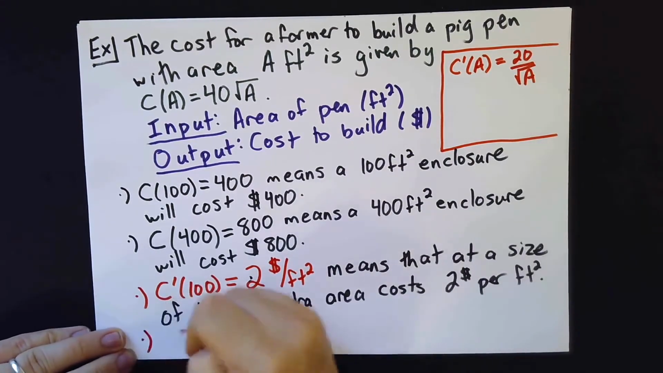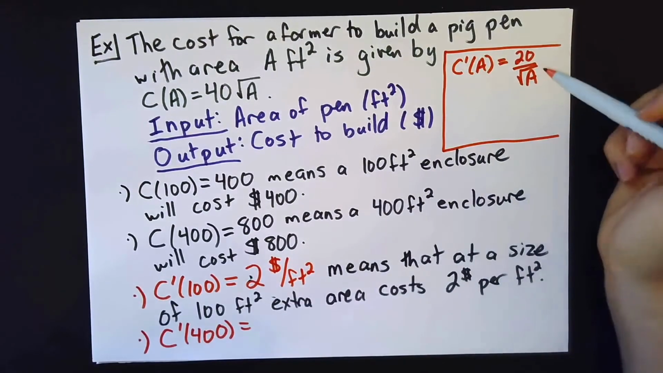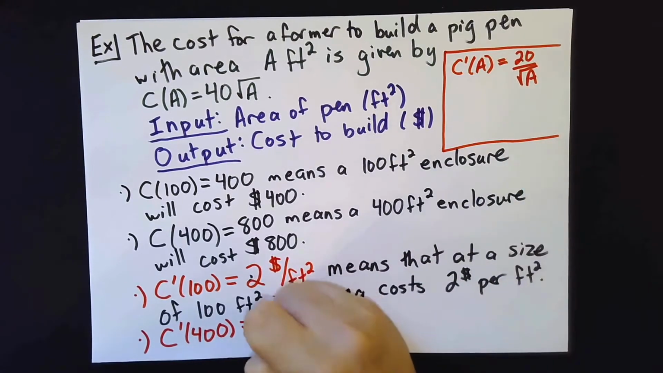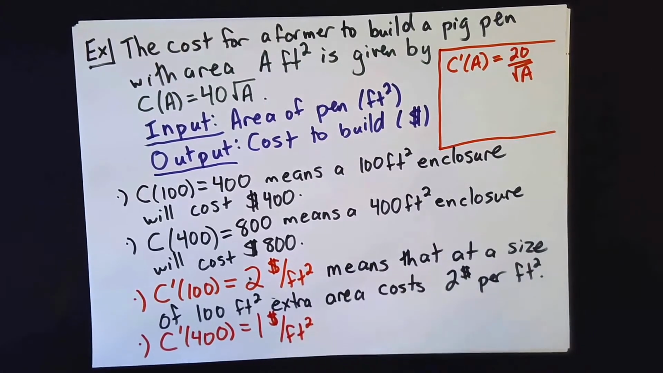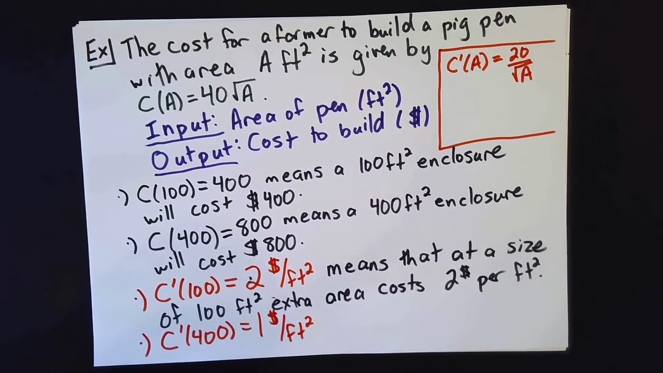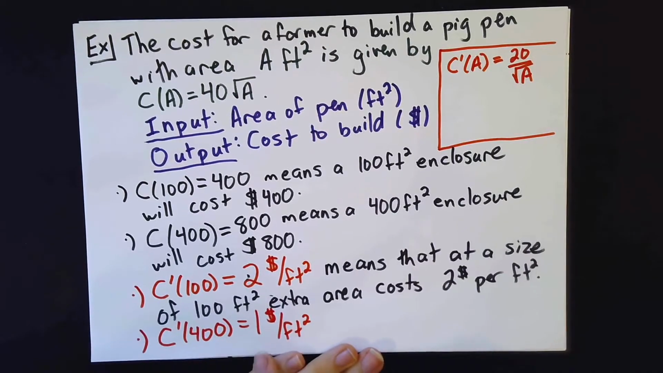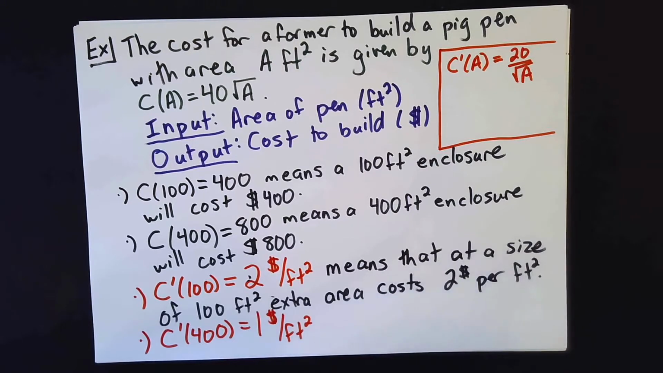But what's c prime of 400? Well, I can go up to my formula up here. I get 20 divided by the square root of 400, which is also 20. And so this is $1 per square foot. And so what does this mean? This means that if the farmer is currently considering a 400 square foot fence, then additional area is only costing $1 per square foot. In other words, if the pen is already big, then making it even bigger is cheaper.